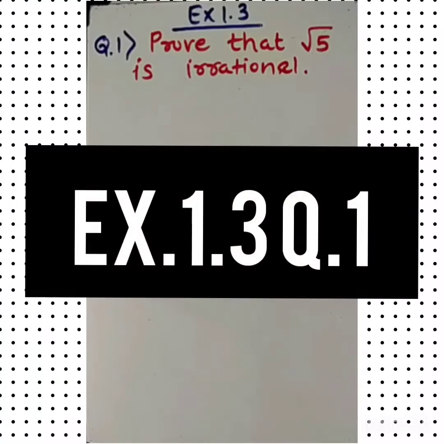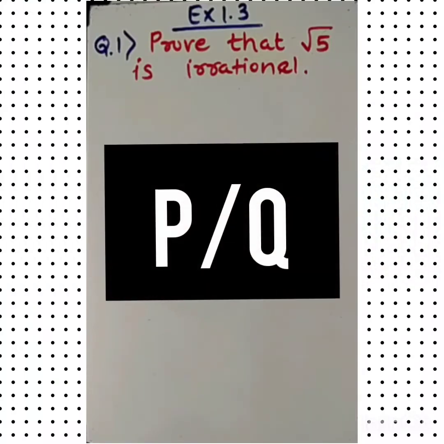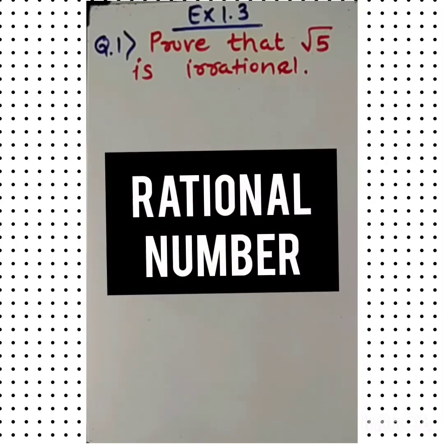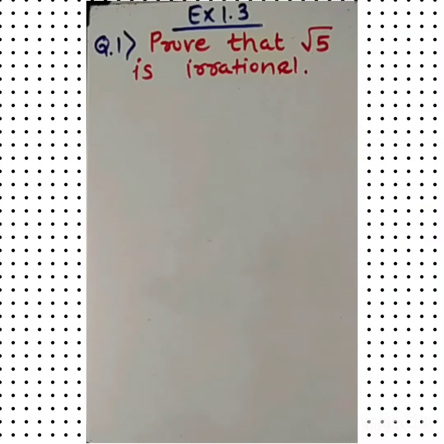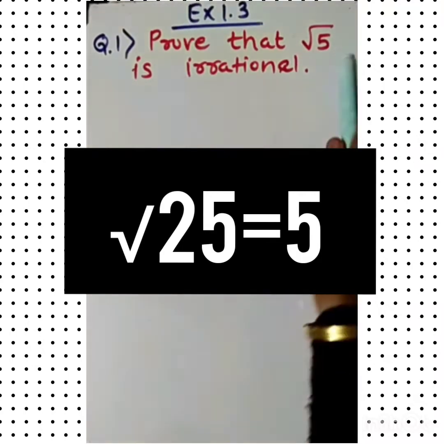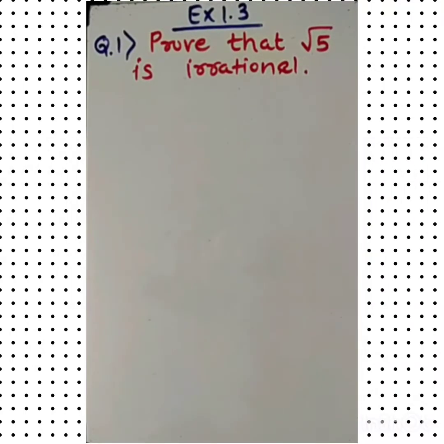Exercise 1.3. We know very well that if a number is in p by q form, then it is rational. But root 5 is irrational. Suppose in place of root 5 we were given root 25. So we can say it is equal to 5, so 5 by 1, that is again rational.